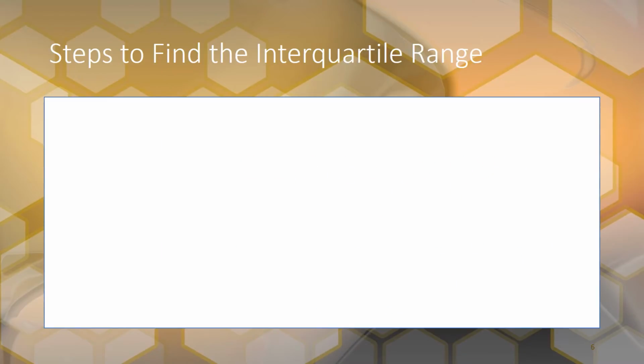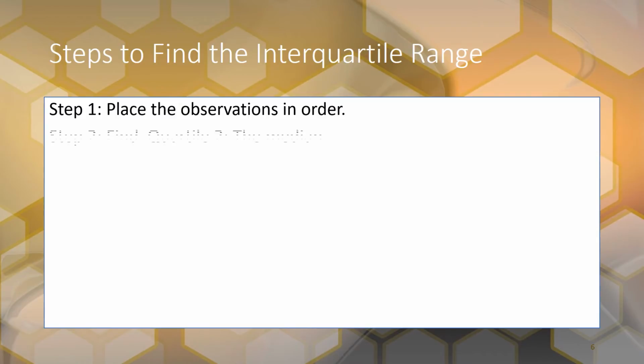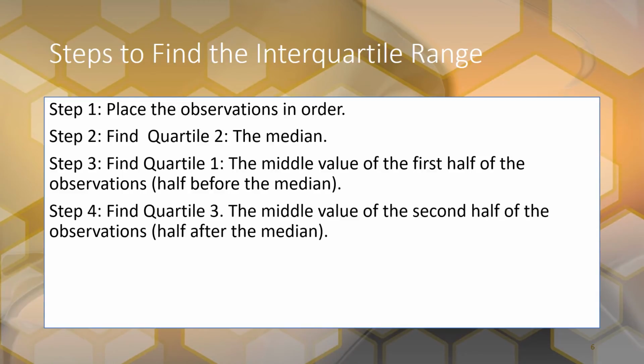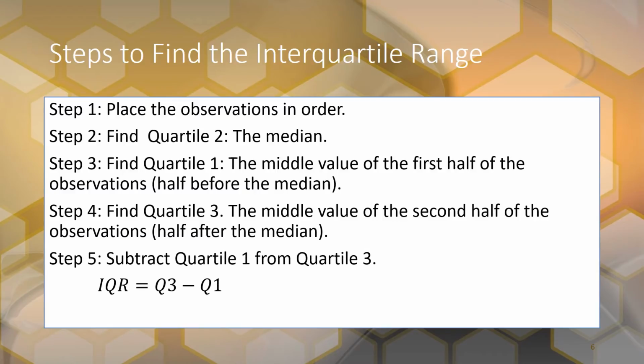Here are the steps to find the interquartile range. The first step is to place the observations in order. The second step is to find quartile 2, the median. The third step is to find quartile 1, which is the middle value of the first half of the observations, the half before the median. Step 4 is to find quartile 3, the middle value of the second half of the observations. This is the half after the median. Step 5 is to subtract quartile 1 from quartile 3.